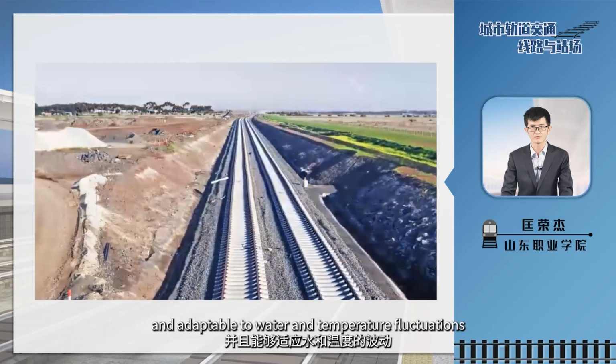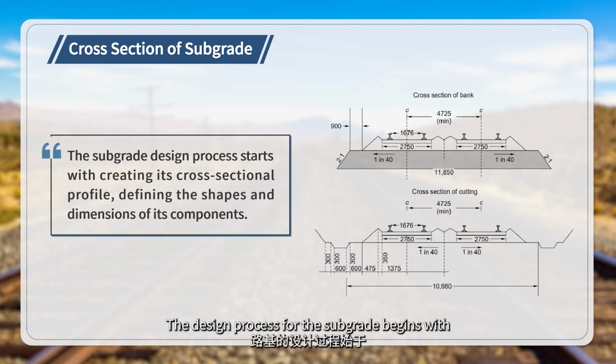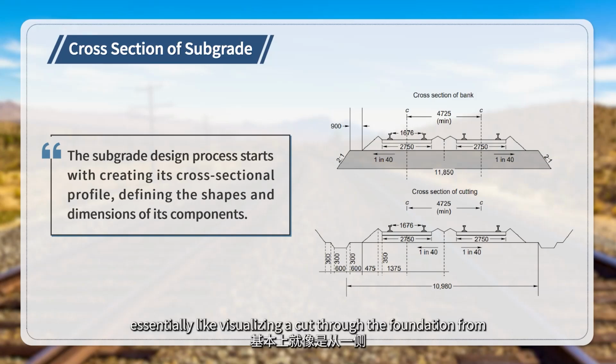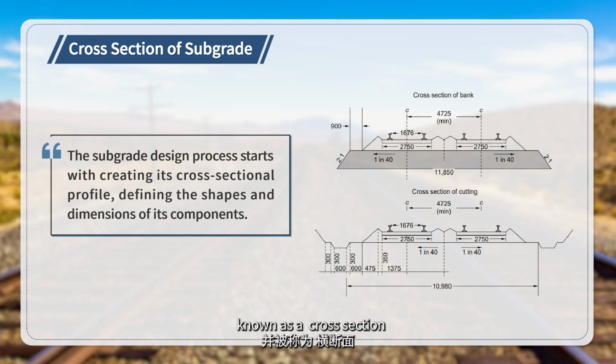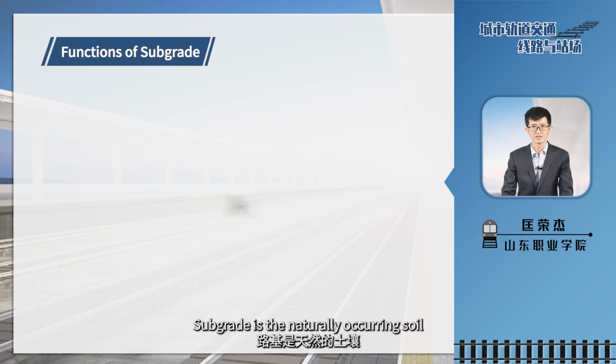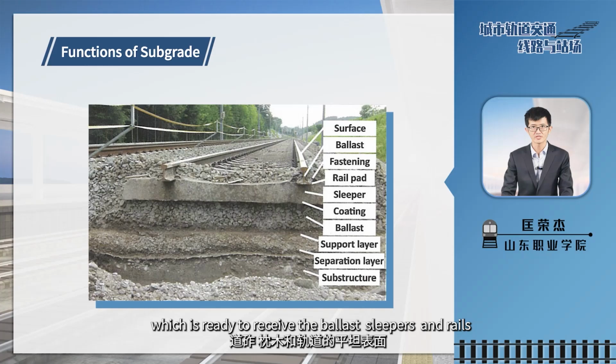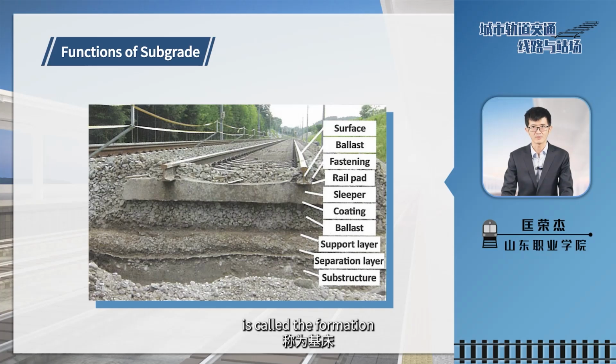The design process for the subgrade begins with the creation of the cross-sectional profile. This involves determining the shape and dimension of various components within the cross-section, essentially like visualizing a cut through the foundation from one side to another, known as the cross-section. Subgrade is a naturally occurring soil which is prepared to receive the ballast. The prepared flat surface, which is ready to receive the ballast, sleepers, and rails, is called the formation.